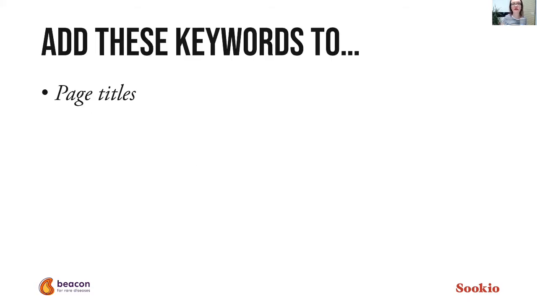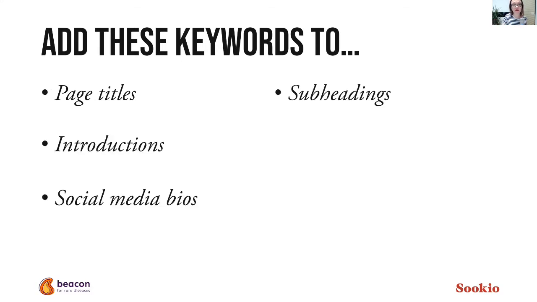So any of these keywords to do with the condition, you can put them in page titles. You can put them in introductions, social media, put them in a biography, like the little two sentences that sums up your charity or your group. Subheadings, maybe in a blog post, you could have questions for each subheading, image names as well, rather than just foot1.jpg, internal links as well.